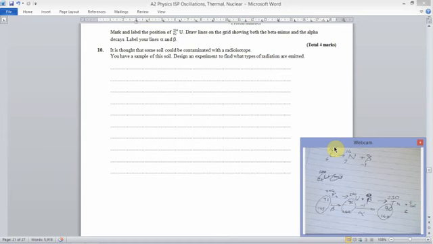If it doesn't reduce, but you put a lead sheet in, and then it does reduce, then it's gamma that's present. If there's no count after aluminium, and there's no count after lead, then it must have been alpha, if the movement made a difference.